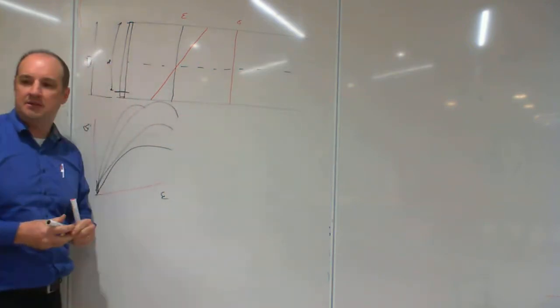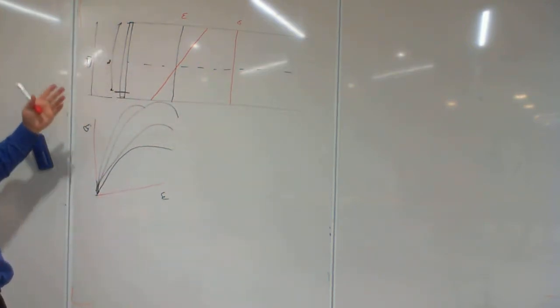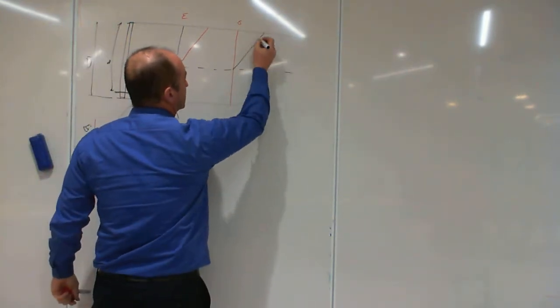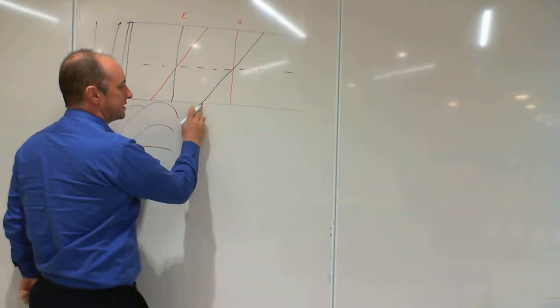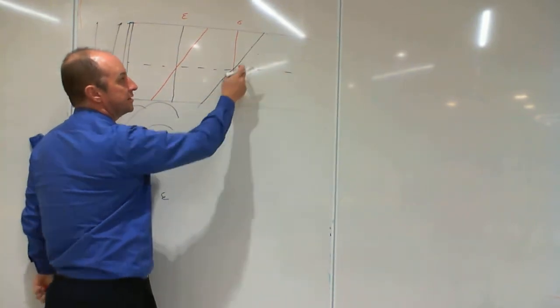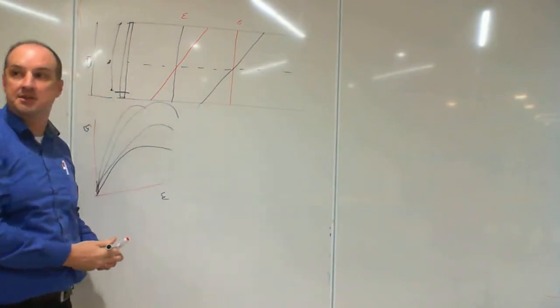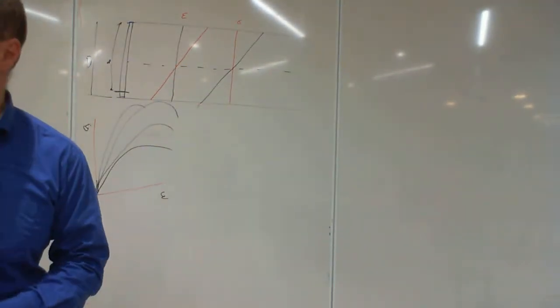If this rectangular beam was, say, made of rubber, we would have equal tension and compression, and it would look like that. Maximum tension here, maximum compression there, and increasing tension and compression as you go away from the neutral axis. Okay? However, we don't have that.